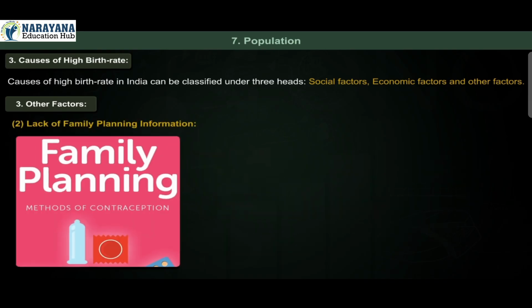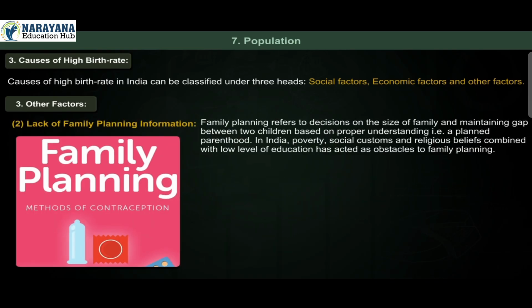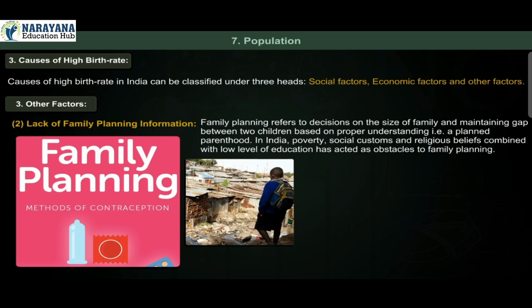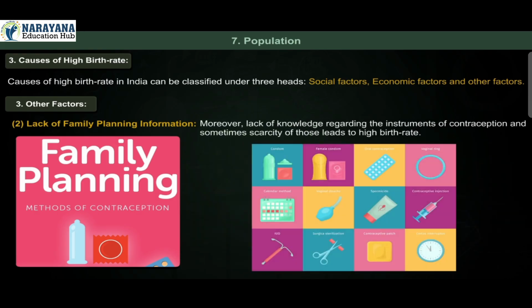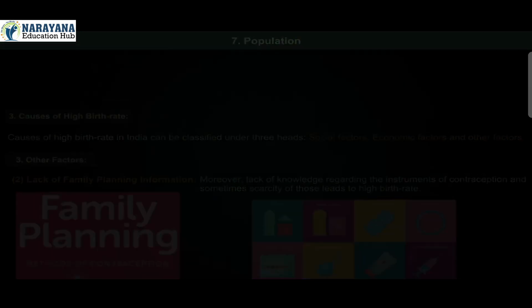Second, lack of family planning information. Family planning refers to decision on the size of family and maintaining gap between 2 children based on proper understanding. That is, a planned parenthood in India. Poverty, social customs and religious beliefs combined with low level of education has acted as obstacles to family planning. Moreover, lack of knowledge regarding the instruments of contraception and sometimes scarcity of those leads to high birth rate.